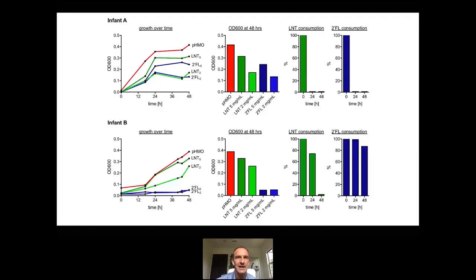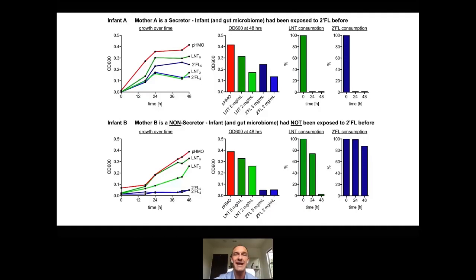And we found out this first mother here is a secretor, meaning this mom A makes a lot of 2-fucosyllactose. So that means that her infant and the infant's gut microbiome were exposed to 2FL prior. So those bacteria already knew what to do with 2-fucosyllactose. On the other hand, mom B is a non-secretor, cannot make 2-fucosyllactose. The infant and the infant's gut microbiome had never seen 2FL and did not know what to do with it, so they couldn't grow on it. The effects differ between infants and the bacterial community in those infants, depending on what they were exposed to prior already.